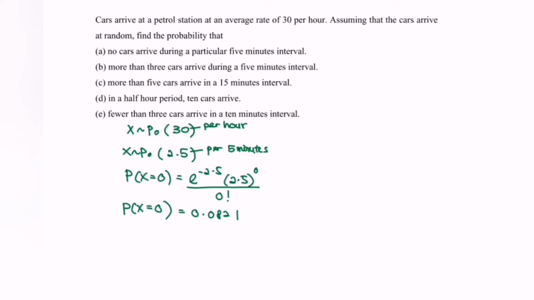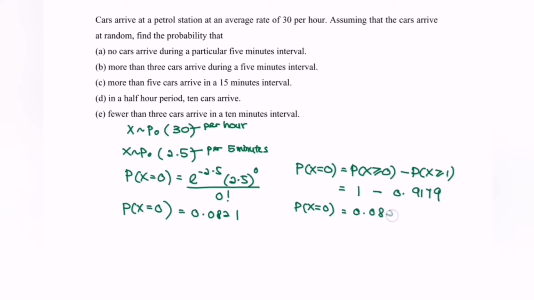As an alternative, by using the table, the probability that X equals 0 is equal to the probability that X is greater than or equal to 0, minus the probability that X is greater than or equal to 1. By referring to the Poisson distribution table, what we have is 1 minus 0.9179. So finally, the probability that X equals 0 will be equal to 0.0821.